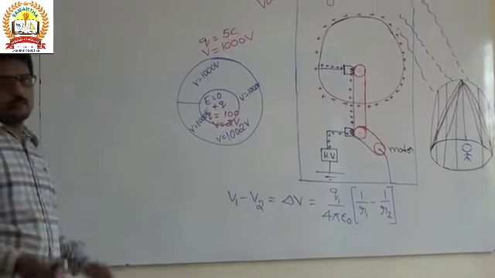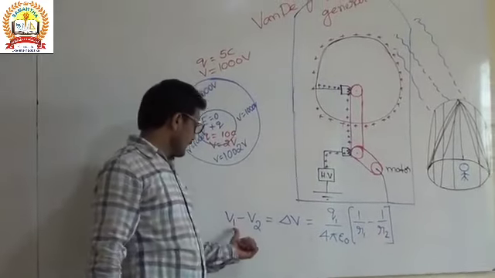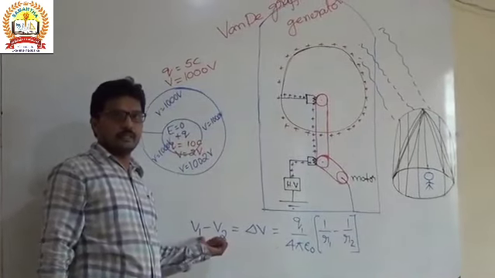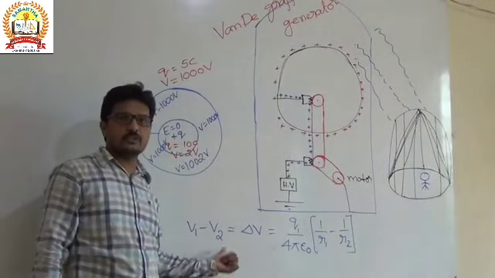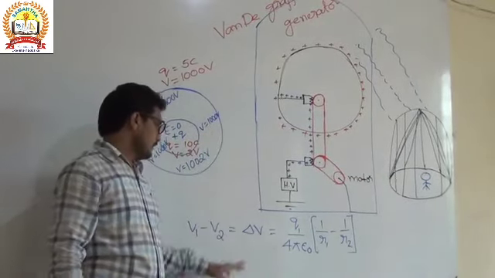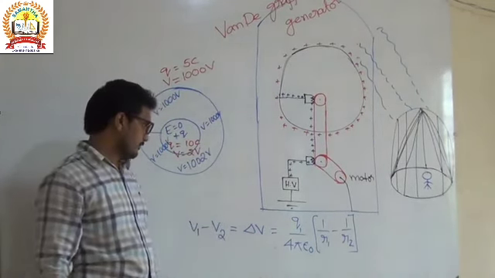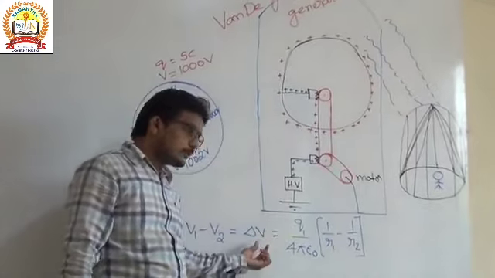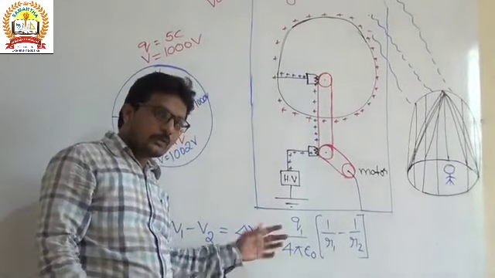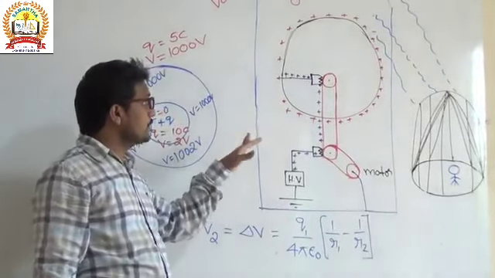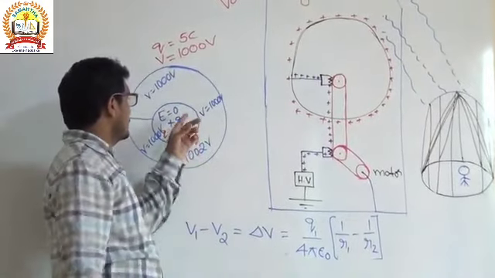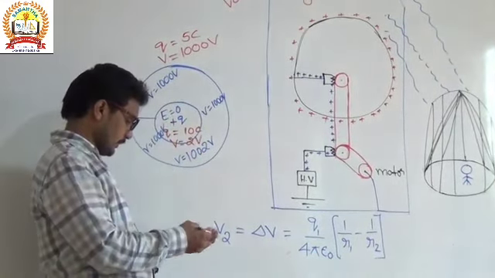Here the notation is important. V1 is the potential of the inner sphere, V2 is the potential of the outer sphere, and delta V is the change in potential, or potential difference. Here Q1, in this potential difference, we have the charges of the two spheres. For example, take the inner sphere to be Q1.